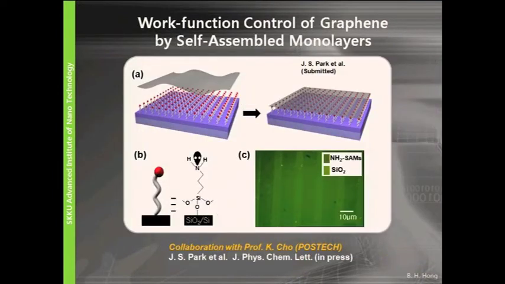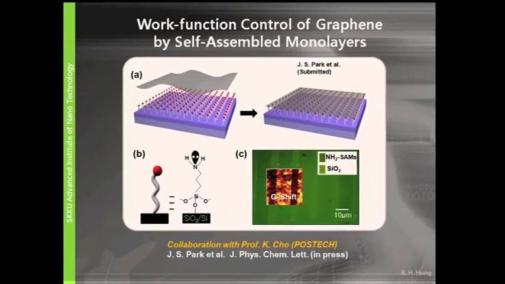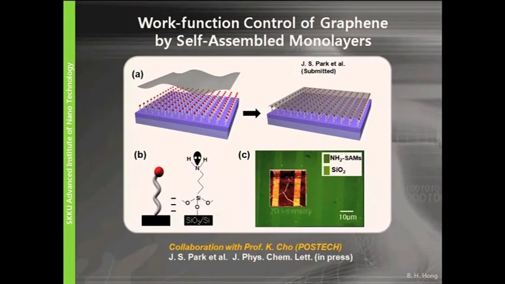So we can control the work function using the self-assembled monolayers. These molecules are covalently attached to the silicon oxide, so this is non-volatile. So it's very stable. Then after that, we transfer graphene onto the self-assembled monolayer. By changing the functional group of the self-assembled monolayer with electron donating or electron withdrawing group, we can speed up or end up graphene. So after we pattern the self-assembled monolayer and transfer graphene, we measure the Raman, and then we see strong doping effect from this Raman spectra.